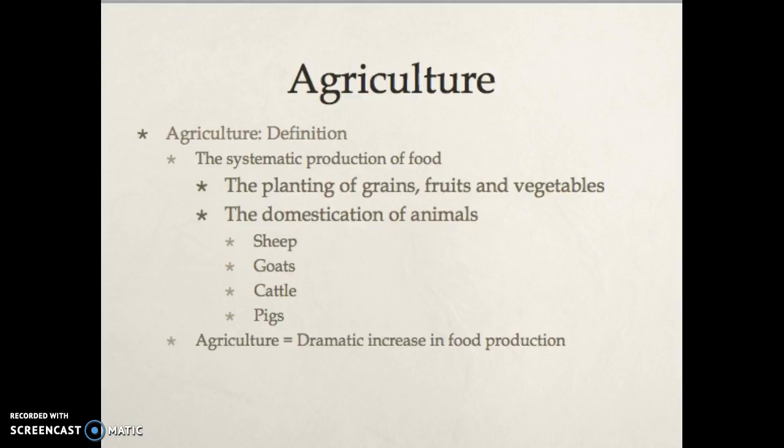The result was a dramatic increase in food production. That's because agriculture is far more reliable when it comes to providing food than hunting and gathering. And think about it. If you are raising livestock, you know exactly where they are. You don't have to chase after them. The same is true about crops. You don't have to hunt for a field of wheat or a field of rye. If you planted it, you know where it is. And so therefore, you can raise far more food. You can provide a far more reliable diet using agriculture than you could using hunting and gathering.